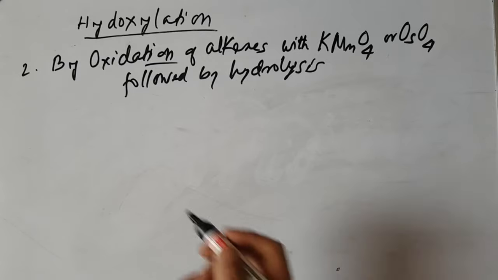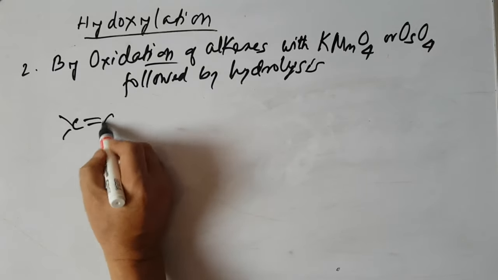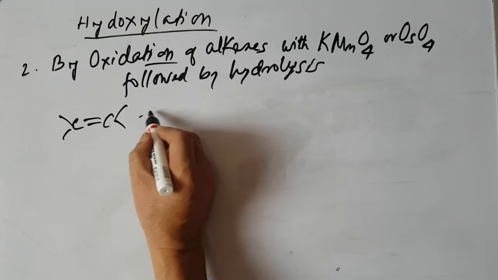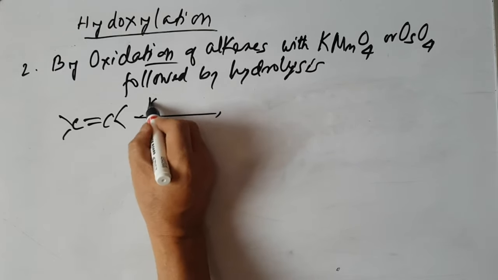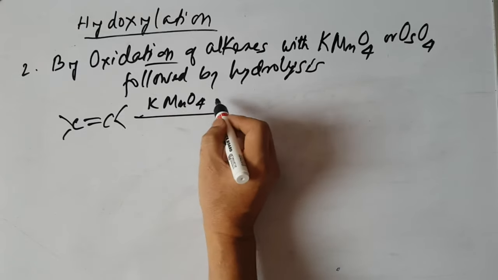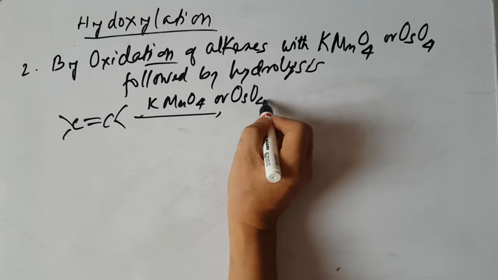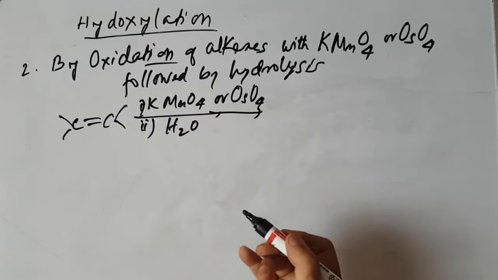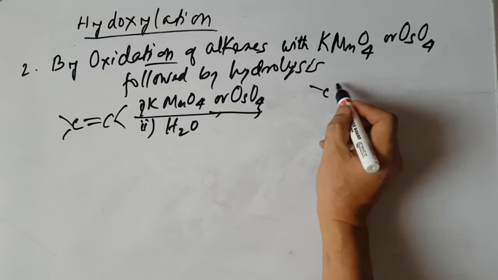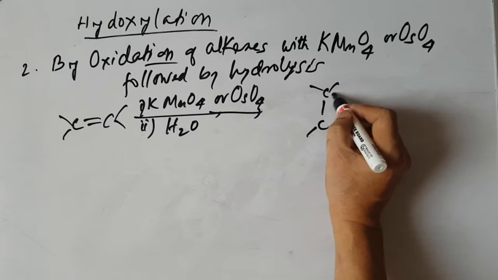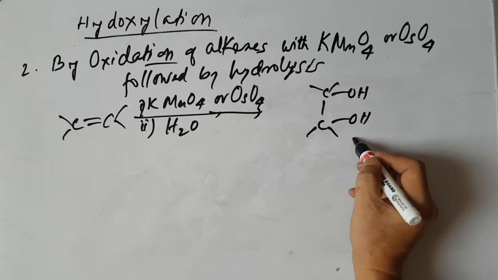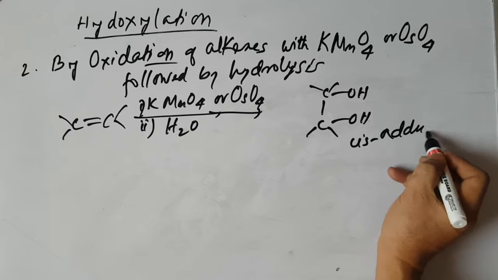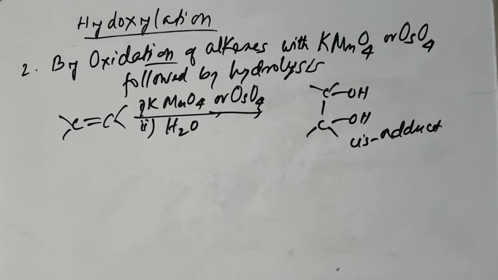Second method. So here, the alkene compound reacts with either KMnO4 or osmium tetroxide, followed by hydrolysis. We get the product here, which is cis, okay. So the product is a cis adduct, cis 1,2-diols. So in this hydroxylation, alkenes are reacted with potassium permanganate or osmium tetroxide followed by hydrolysis.